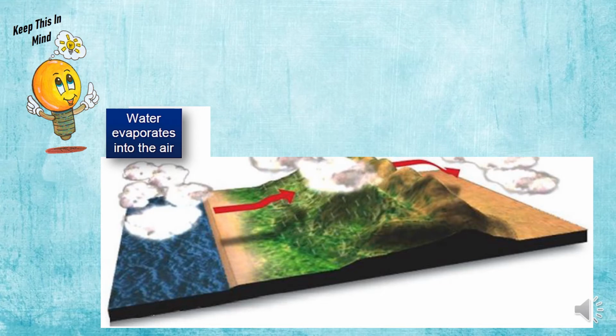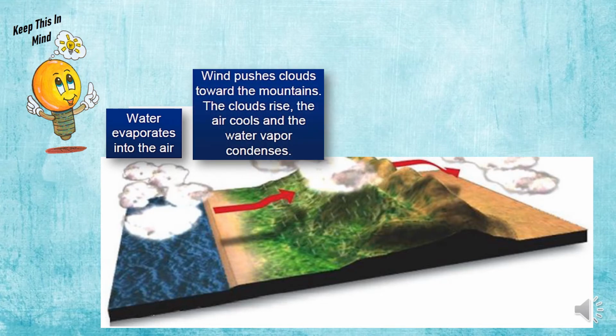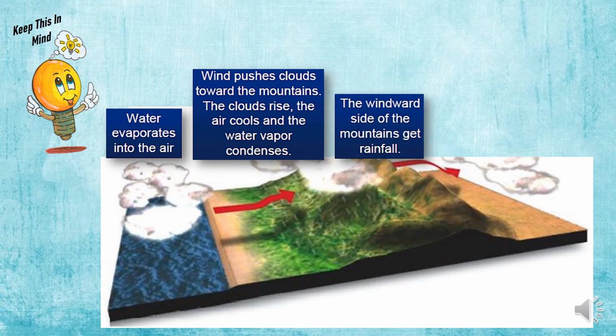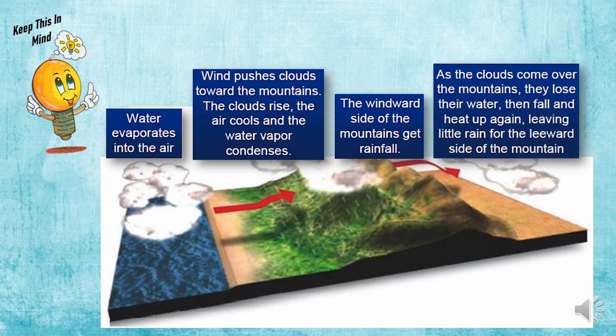But how does it happen? The water evaporates into the air. The wind pushes clouds toward the mountains, and as the clouds rise, the air cools and the water vapor condenses. The windward side of the mountain gets rainfall. But as the clouds come over the mountains, they lose their water, then fall and heat up again, leaving little rain for the leeward side of the mountain.